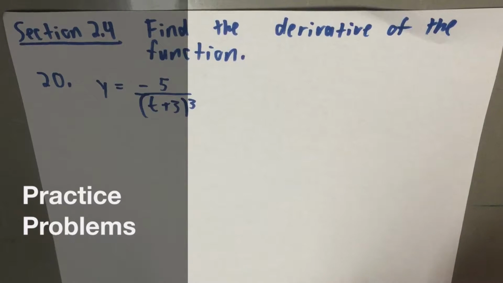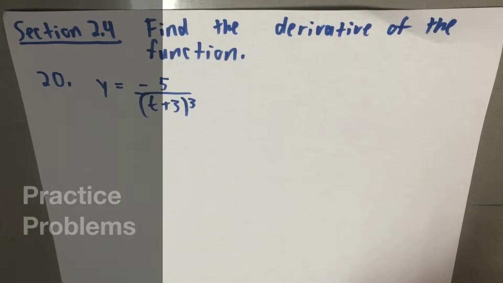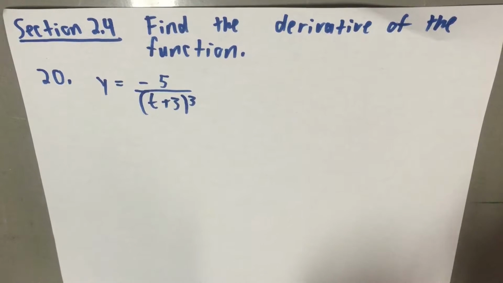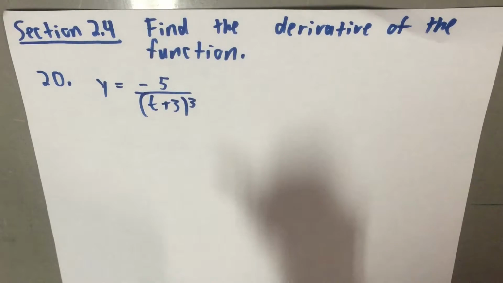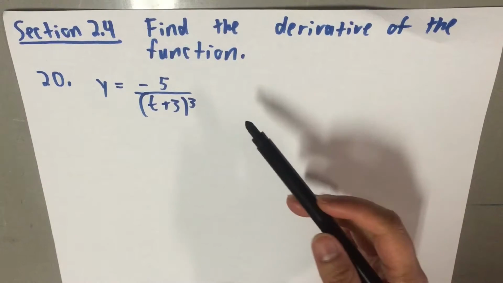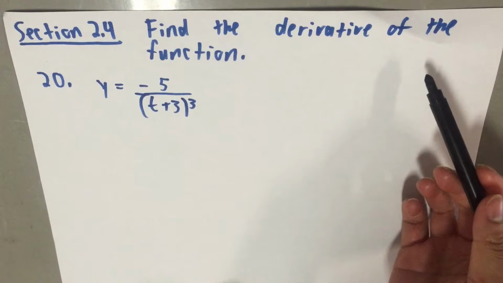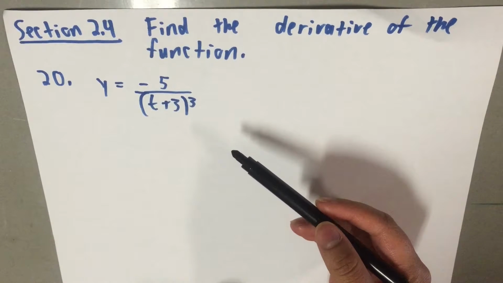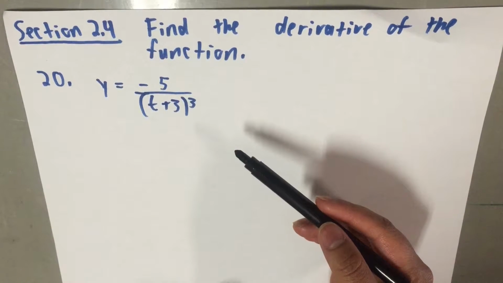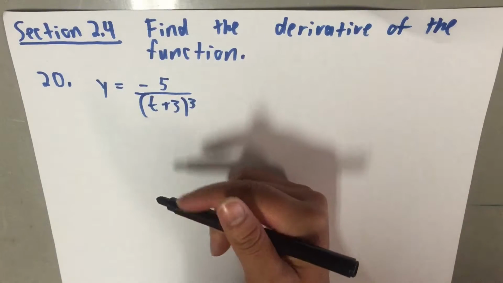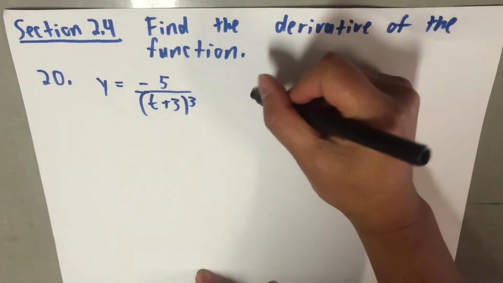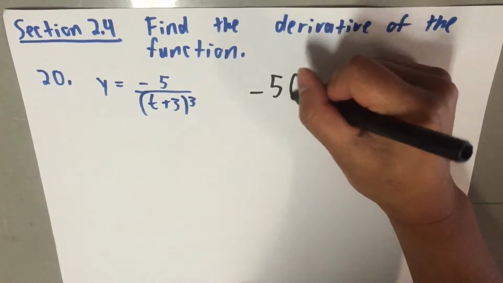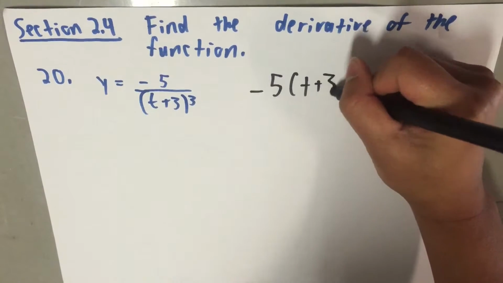Okay, so today we'll be reviewing the 2014 question 3 for AP Calc, and you can find the topic in section 2.4. So what we want to do is find the derivative of the function y equals negative 5 over (t plus 3) to the cubed power. And the first thing you want to do is rewrite it so it becomes negative 5 times (t plus 3) to the negative third.